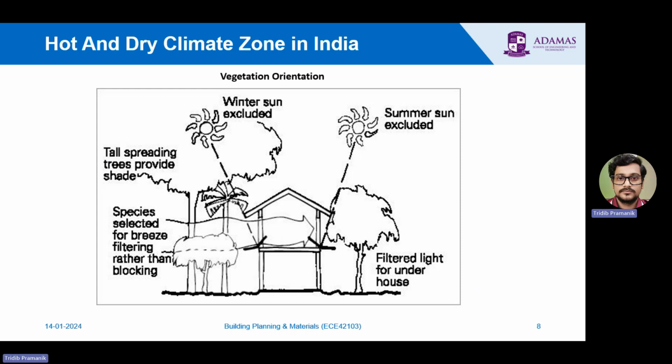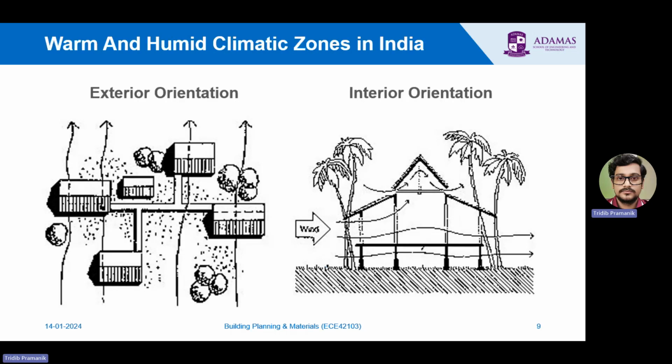Next is warm and humid climatic zone. Now, where we will get this warm and humid climatic zone? Warm means obviously temperature will be high. Humid means moisture content or the humidity in air will be very high. Now, beside any coastal area, coastal region, or beside any water bodies like big size lakes and rivers, we will get this type of weather condition.